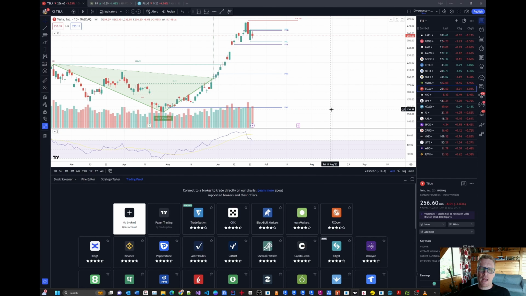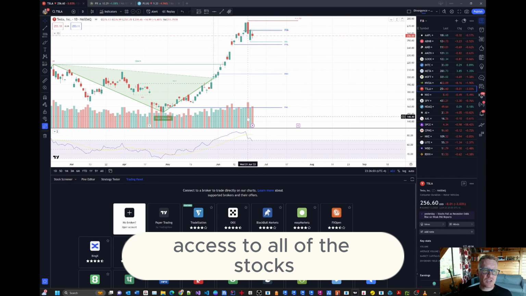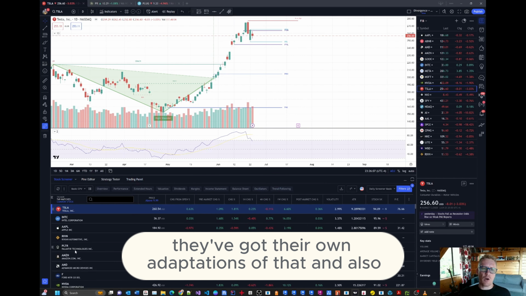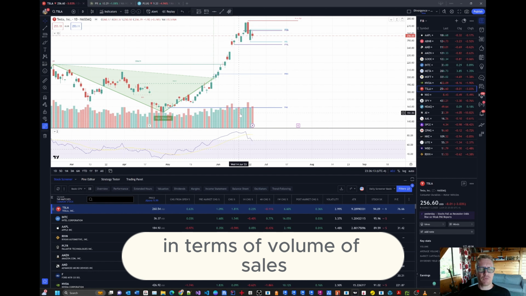Again, after experimenting, I realized that easyMarkets doesn't provide access to all of the stocks available on the US stock market. Rather, they've got their own adaptations of that. And also, they don't provide you with real-time stock data in terms of volume of sales.